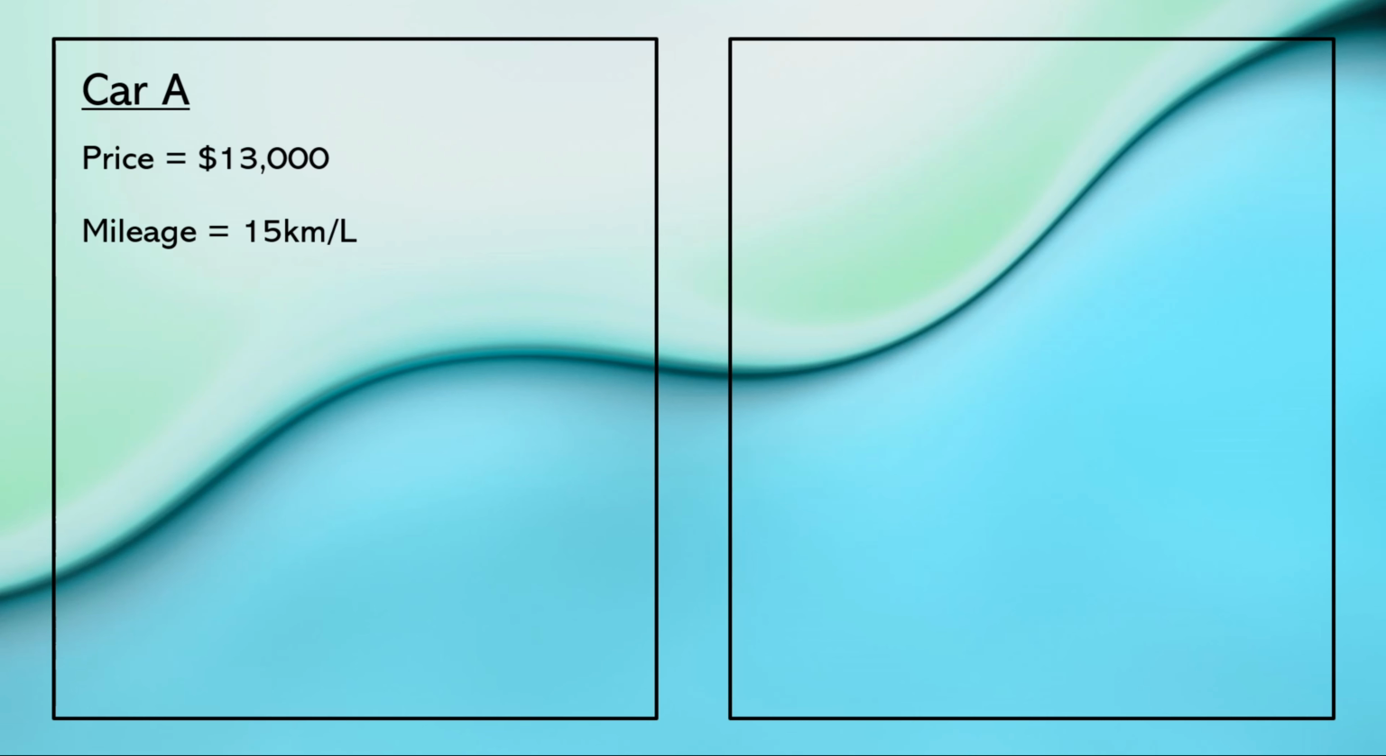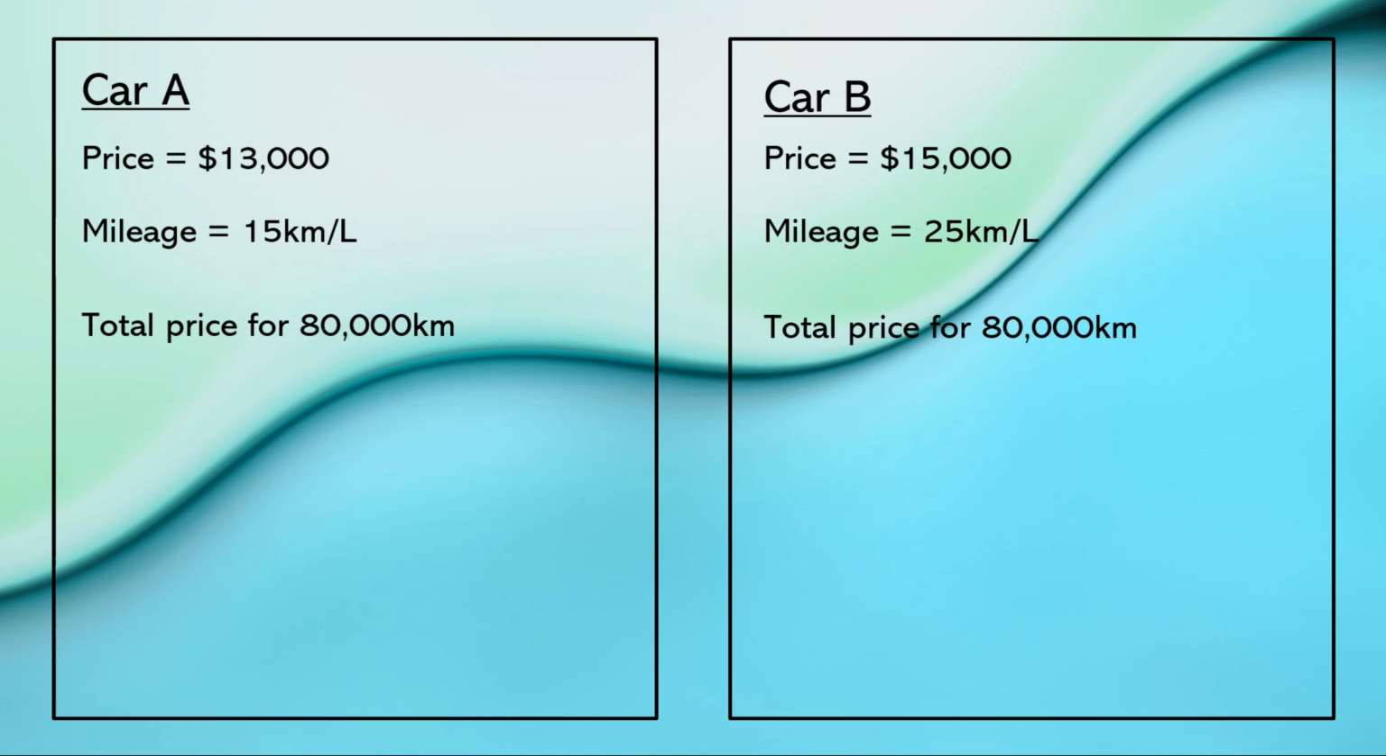Now for a more complex problem. Let's say that you want to buy a car and would use an algorithm to choose one. Assume that there are two cars, A and B. Car A costs $13,000 and gives a mileage of 15 kilometers per liter of fuel. Car B costs $15,000 but gives a mileage of 25 kilometers per liter of fuel. Now, assuming that you would use this car 80,000 kilometers and that each liter of fuel is a buck, let's calculate how much money you would be spending over its lifespan.